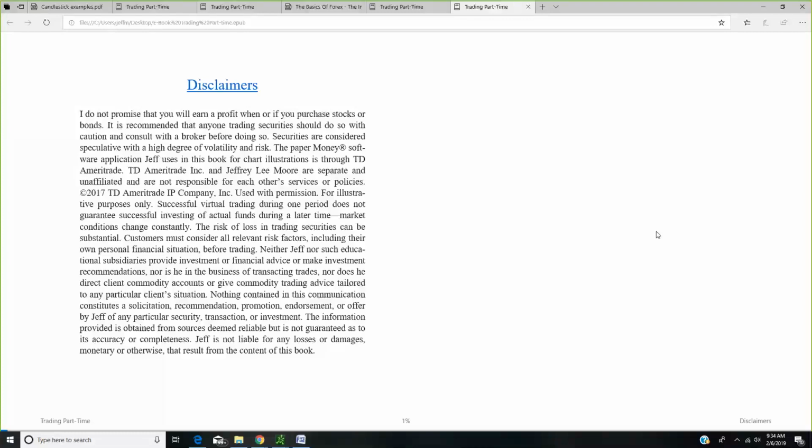Before we begin class, let's jump into the ever-famous disclaimers. Number one, I do not promise that you're going to earn a profit if you purchase a stock or a bond. It's recommended that if you're going to trade, please do so with caution. We're going to be looking at the Paper Money platform today. We might even be looking at my Real Money platform, not a recommendation to buy or sell. Everything we look at is for illustrative purposes only. Understand that there's risk involved in trading, and make sure that you take those risk factors into consideration when investing or trading. Again, everything today is for educational purposes only, not a recommendation to buy or sell. Take a look at the rest of the disclaimers.